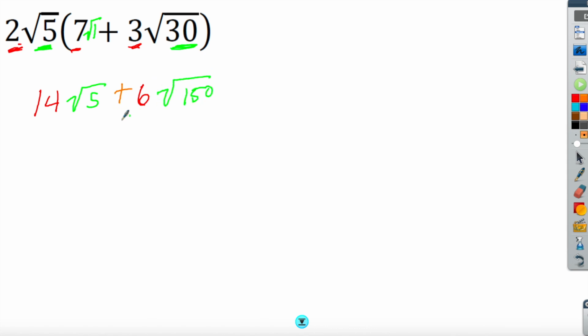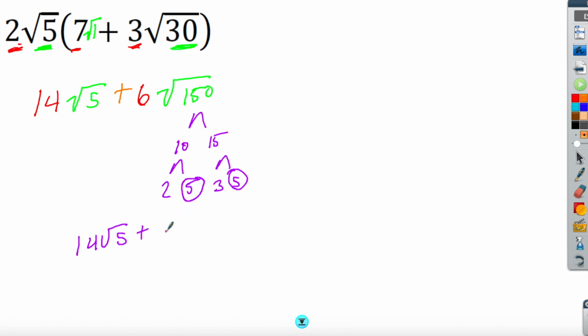So currently I can't add these because they have different radicals. So let's break this radical 150 down and see what it simplifies to. I see 10 and 15. There's numerous other ones you can break it down to, but that's just what I see currently. So this would be 2 and 5. This would be 3 and 5. So I have a 5 in common. So this is going to be 14 radical 5 plus 6 times the 5 I just brought out. And what's left inside the radical is the 2 and the 3. So we're still not done. We need to simplify all this. This is going to give me 14 radical 5 plus 30 radical 6.